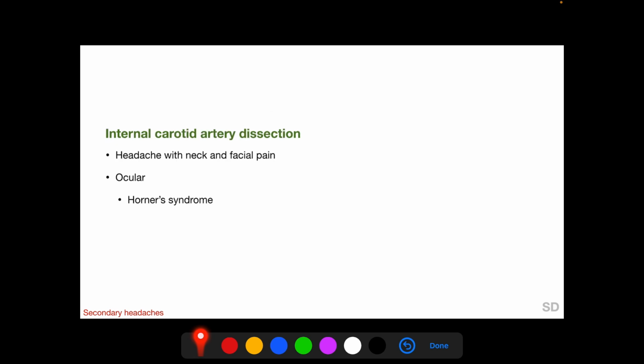Internal carotid artery dissection can present with headache along with pain in the neck and the facial region. The typical ocular sign of internal carotid artery dissection is Horner syndrome, because the third order sympathetic neurons travel along the internal carotid artery.